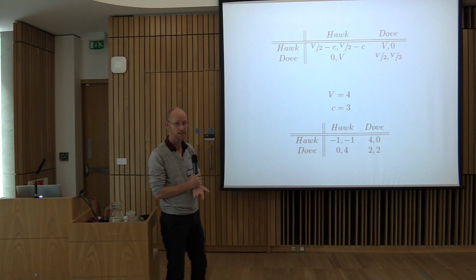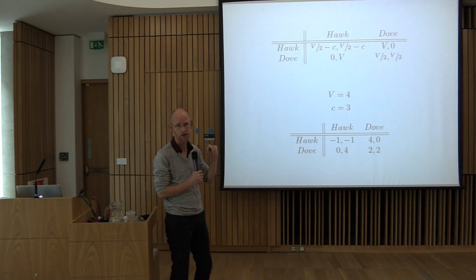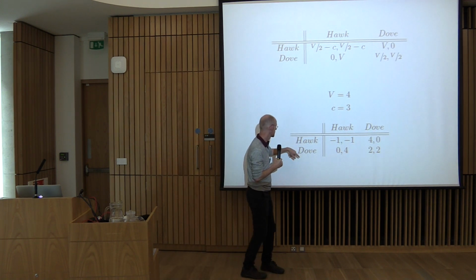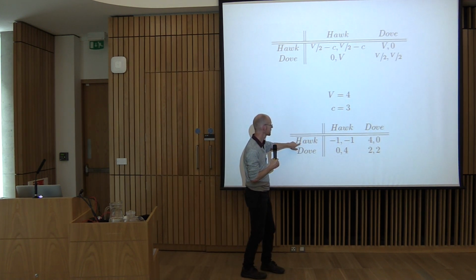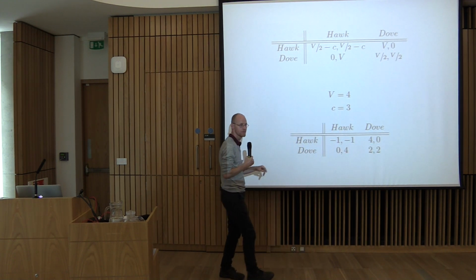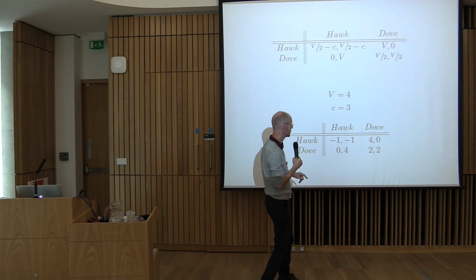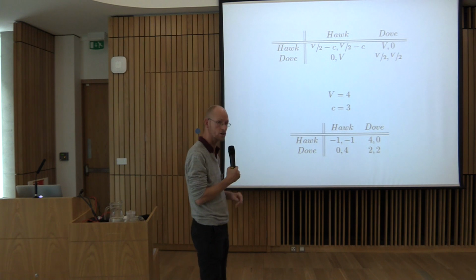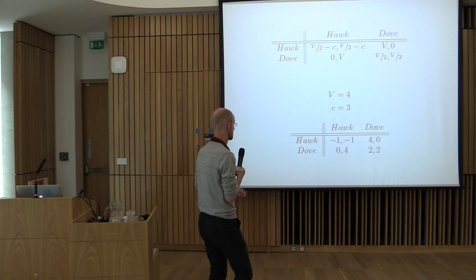But what are the equilibria of this game? Does somebody already see what the equilibria of this game are? So if I play hawk, what do you play? You are the column player. If I play hawk, you play? You have to compare those numbers. So you play dove. If you play dove, what do I play? So hawk, dove is actually an equilibrium.